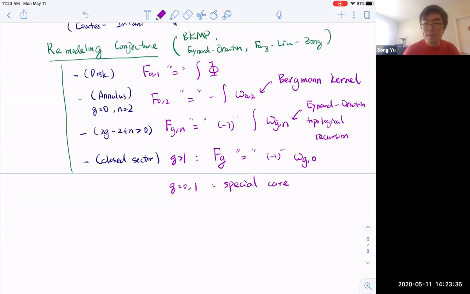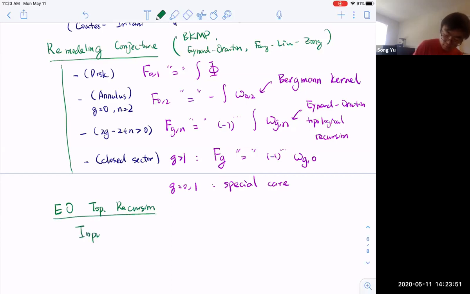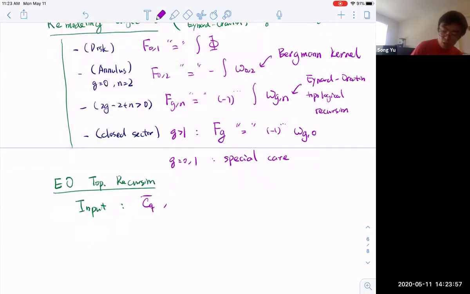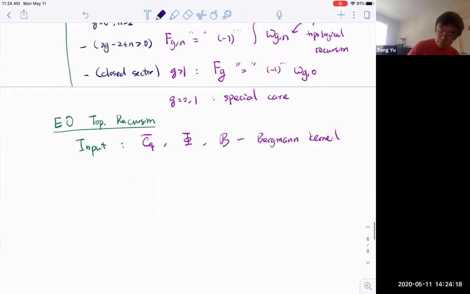Let me now explain what this recursion process is. The EO topological recursion: the input is very simple. For the input data, we need the compactified mirror curve C_Q, which they call a spectral curve. It's just a Riemann surface, and also the Liouville form phi from before. And lastly, we need an additional piece of data called the Bergman kernel. This is a new piece of data.